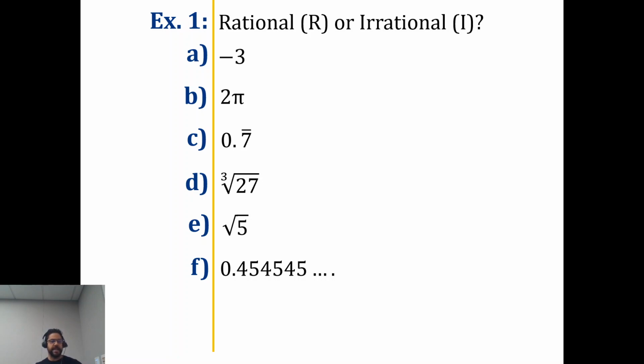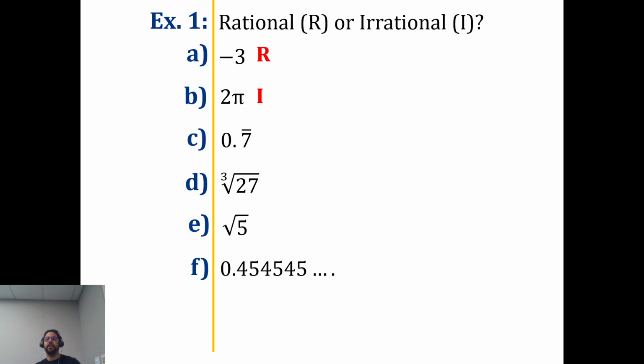All right, pencils down. Let's see. Were you able to get each one? Negative 3, is that rational or irrational? Rational. You can write it as a nice fraction, negative 3 over 1. So it's a fraction, a ratio of two integers. For letter B, you automatically see that pi symbol. It should be irrational.